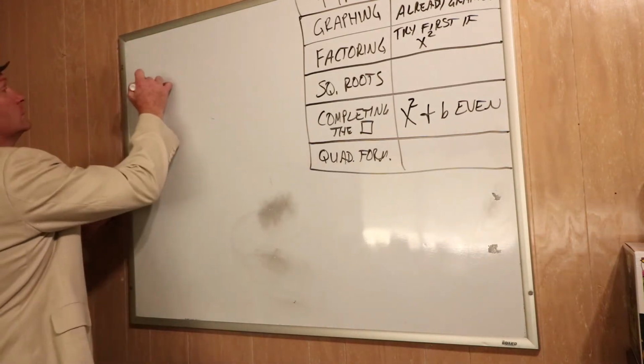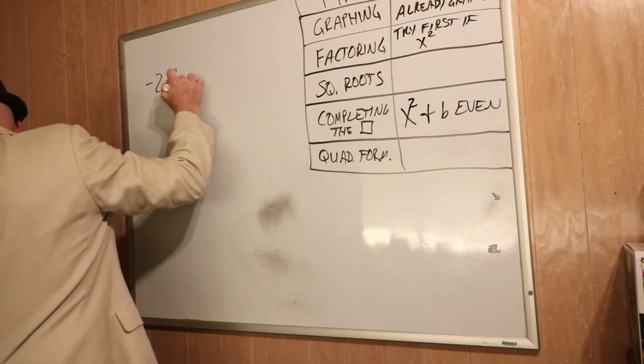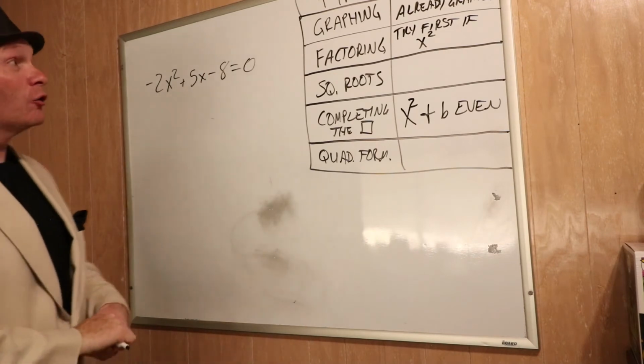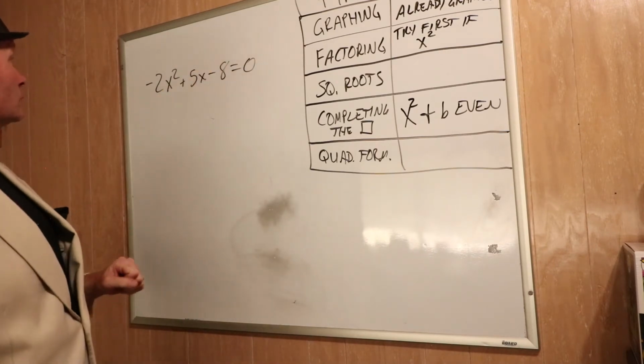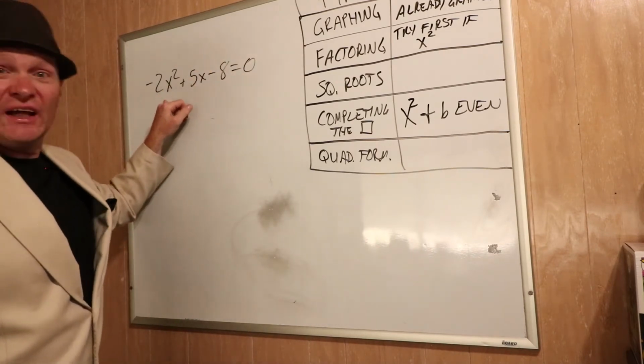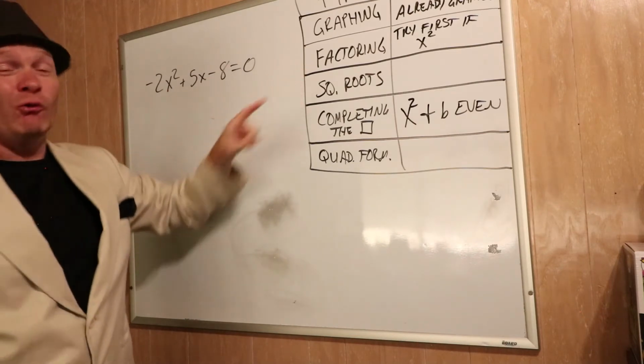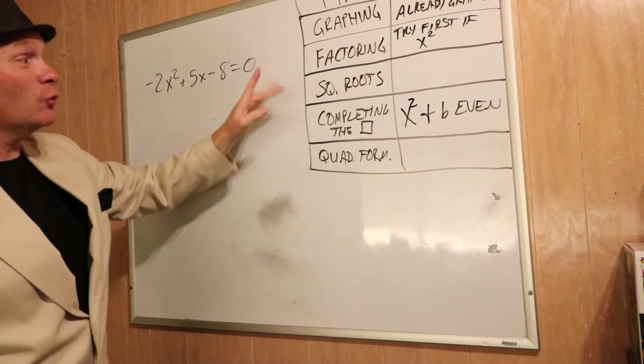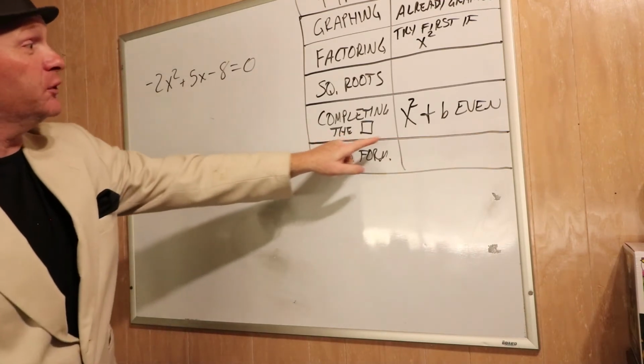Let's try this one. Alright, let's see. It's not graphed, so we're not going to use graphing. We got this negative 2 at the front, so it will be very difficult to factor. So let's not factor it. Square roots we probably can't use. Let's see, complete the square.